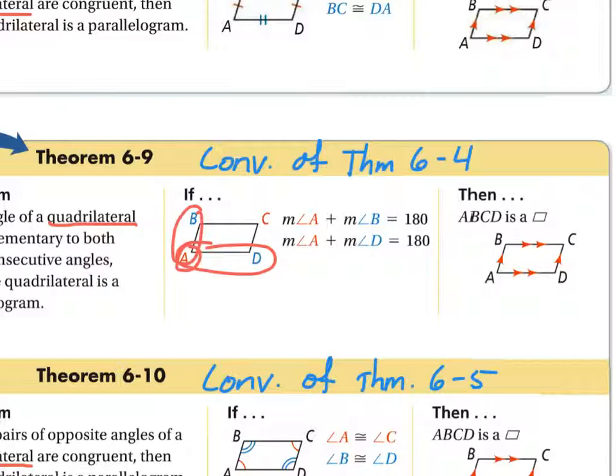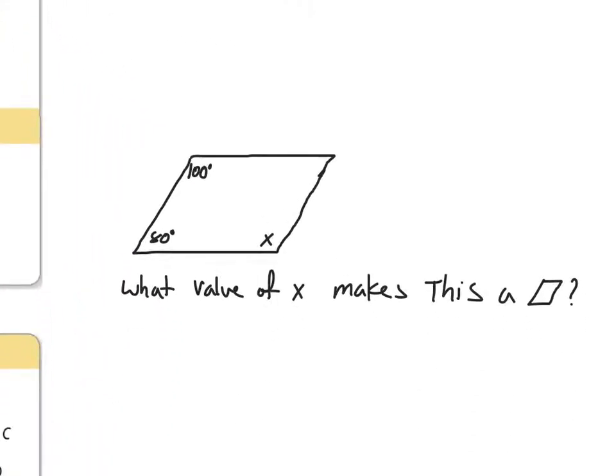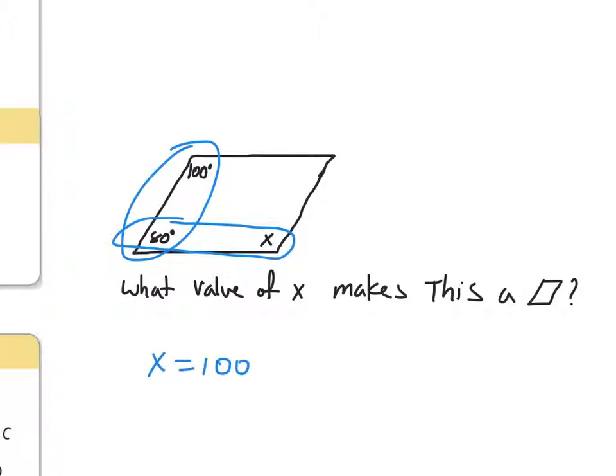For this problem, they're actually wanting you to use Theorem 6-9 and say, if the consecutive angles to the same angle are supplementary, then it's a parallelogram. So these are supplementary, therefore it's a parallelogram. Either way, you're finding the same value of x. When x equals 100 degrees, then we have a parallelogram. So that's essentially what most of your problems are going to be. It's still using the exact same properties as from section 6.2. Any questions on that?